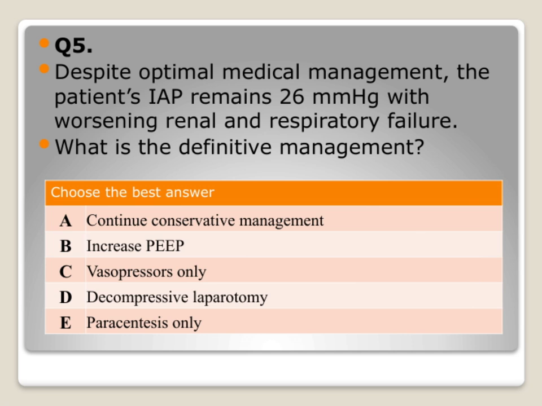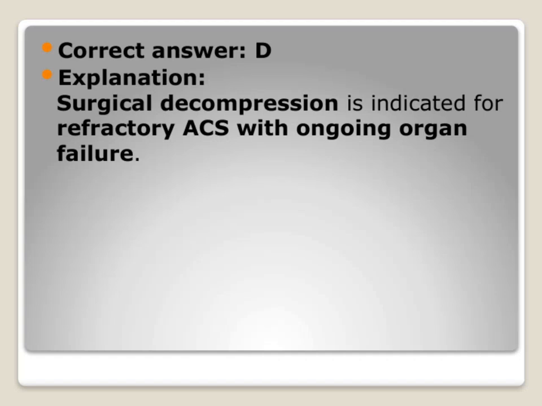That leaves us with decompressive laparotomy, which is a surgical intervention to relieve the pressure directly. When intra-abdominal pressure is causing organ failure and not responding to medical therapy, decompressive laparotomy is often the definitive step to prevent further deterioration. So, in this scenario, the best choice is option D, decompressive laparotomy. It's crucial to recognize when medical management is no longer sufficient and to act decisively to protect the patient's vital organs. The correct answer here is D.